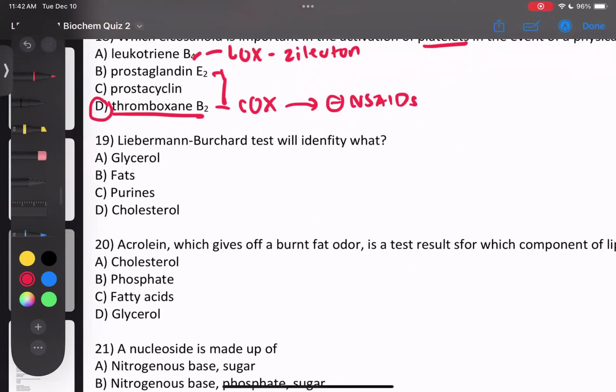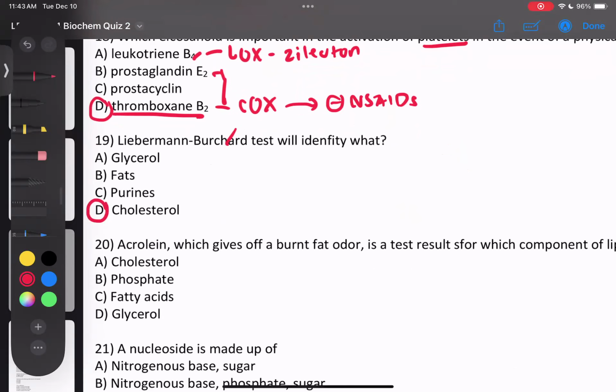The Lieberman-Burchard test, again, you encountered qualitative tests ng quiz 1, so I hope you already expected the same sa quiz 2. I put here the most popular test for lipids to kind of give you an advantage already.